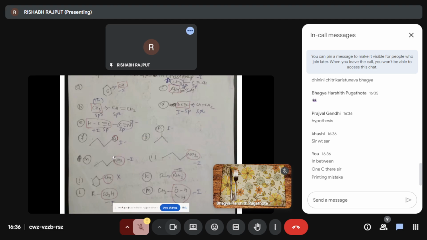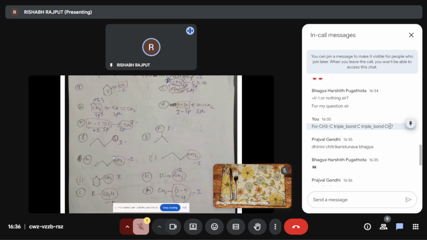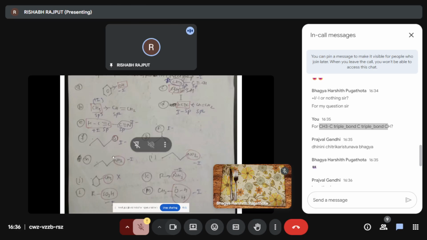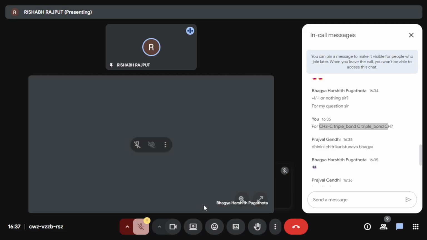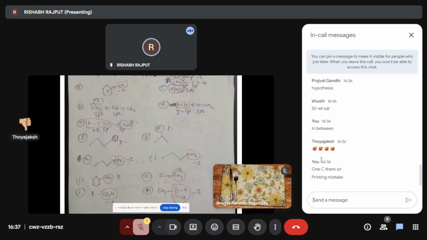Okay, you were saying only three carbons have a triple bond. If you have a triple bond between two carbons and a methyl group attached, then the methyl group will show plus I effect, and both carbons that have the triple bond are showing minus I effect. It is clear, Harshit: whichever carbon has a triple bond will show minus I effect, and the carbon of the methyl group shows plus I effect.